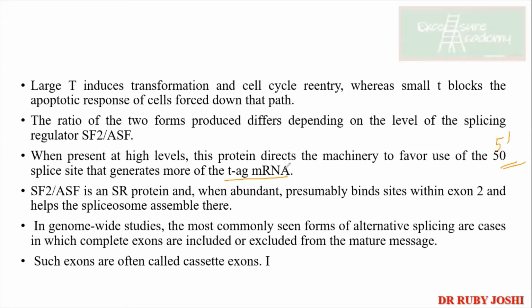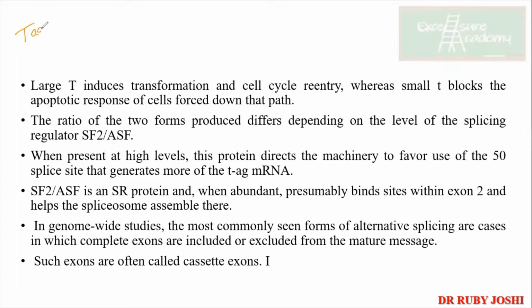What do you understand from this? If I have more of the 5 dash splice site, then it is T antigen. Now, SF2 ASF is an SR protein, and when it is more, it binds sites within exon 2 and helps the spliceosome assemble there. The binding of the SR proteins on the exons, to the ESE regions within the exons, all these are known as exon cassettes. Okay, exon cassettes.